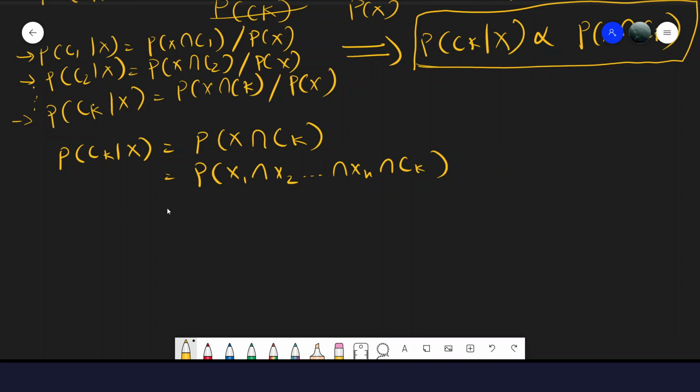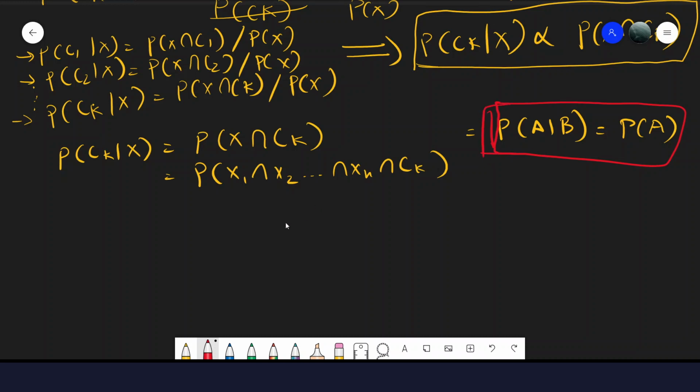Now comes the part where I'm going to make the assumption. The reason why naive Bayes is called naive is because we assume that all the features x1, x2, xn are conditionally independent of one another. What does independence mean? If A and B are two events which are independent of one another, then P of A given B will be equal to P of A. That is what independence is.